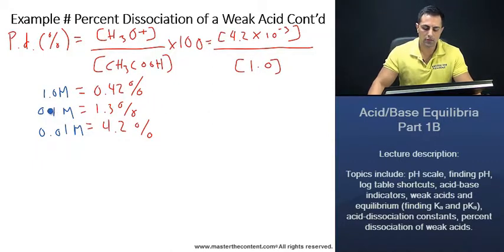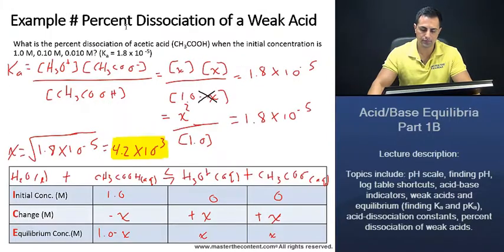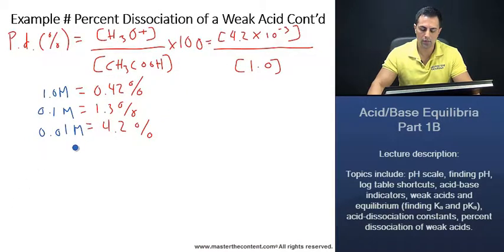Okay, firstly, what we see here is when we go from 1.0 to 0.1 to 0.01, the solution is becoming diluted. And as the solution is becoming more diluted, we're seeing that the percent dissociation is increasing. And furthermore, because this is less than 5%, even for the 0.01, our assumption is being justified. Perfect. Just want to reinforce that point to you guys.